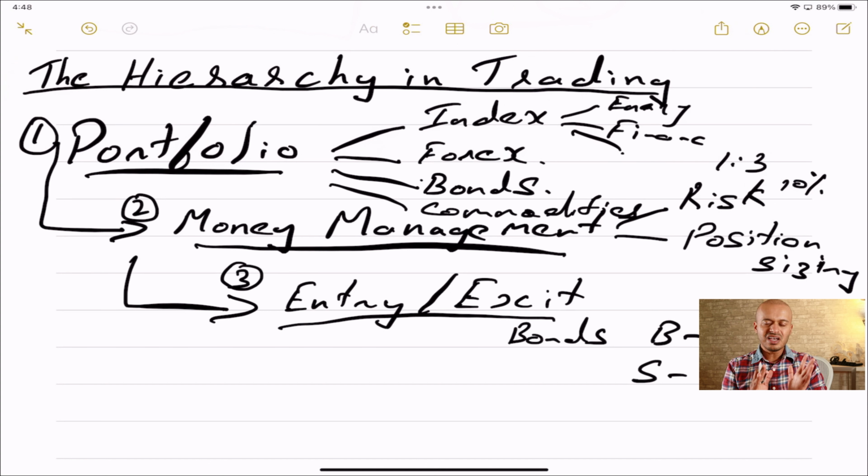So I hope this was helpful. Something very practical, something that you already apply, but I'm just trying to make you mindful that this is the hierarchy that you should be following in your trading journey.